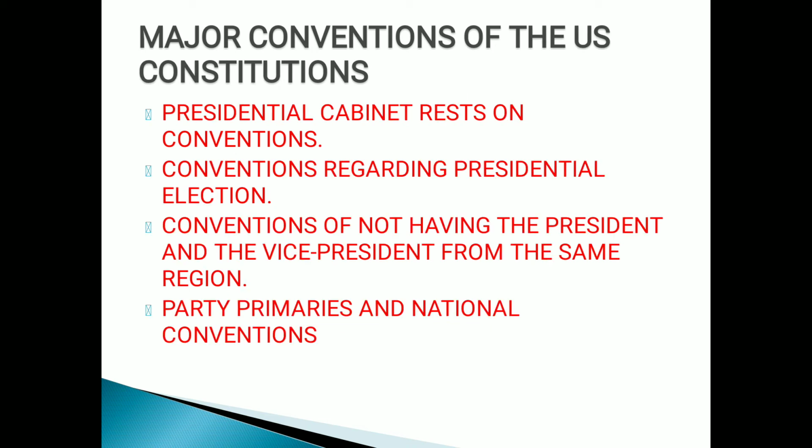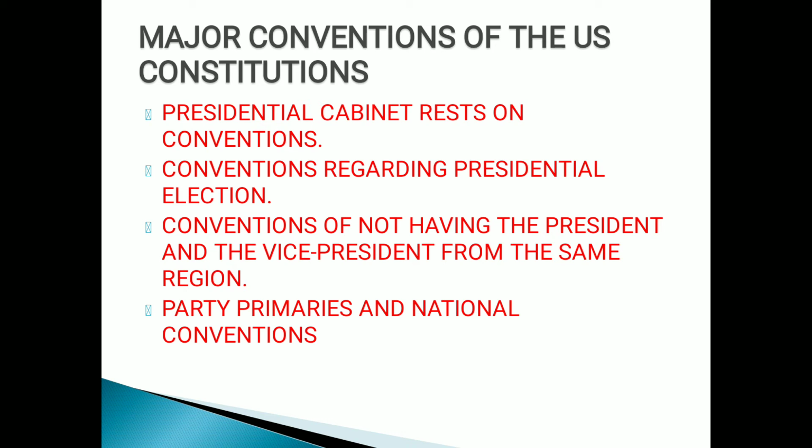Now, major conventions of the US Constitution. So earlier, children, we have done the political customs, or conventions, you would rather say, of the British Constitution. Now here, I'm going to explain to you the major conventions of the US Constitution or American Constitution.